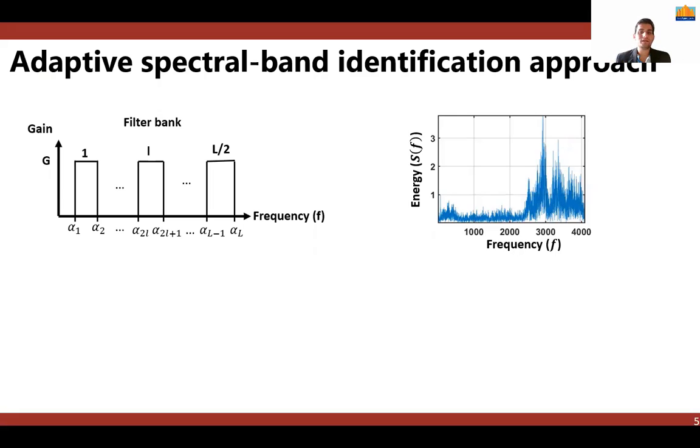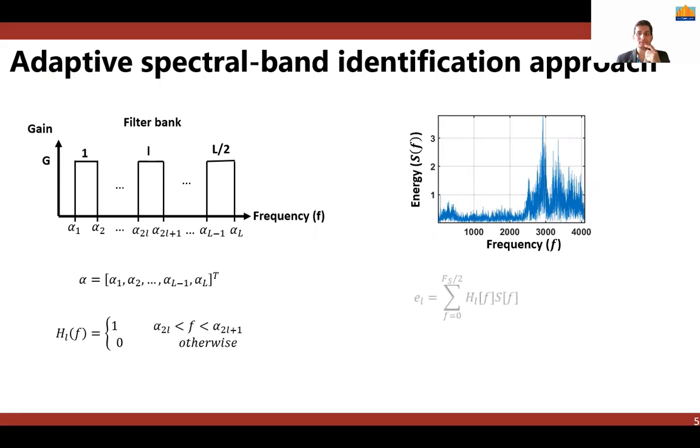In our case, we consider box filters. Consequently, the filter bank is defined entirely by the vector alpha, containing the location of the start and the end bands, and the filter is defined by H. The problem of determining the spectral band now becomes the identification of the vector alpha, which results in the frequency band E that attains highest contrast in terms of classifying realizations of spectra from normal or the anomalous cases.